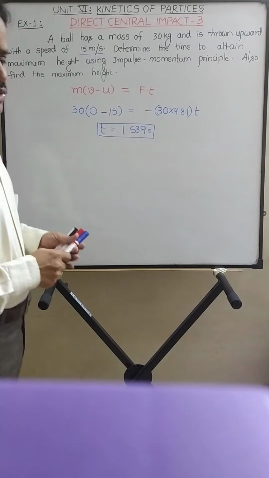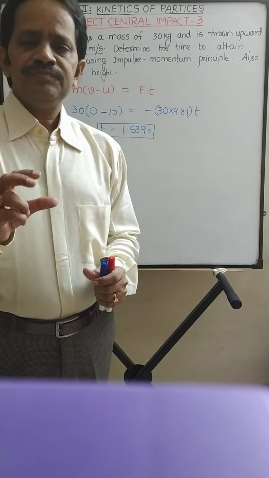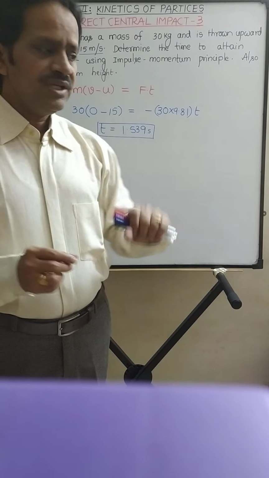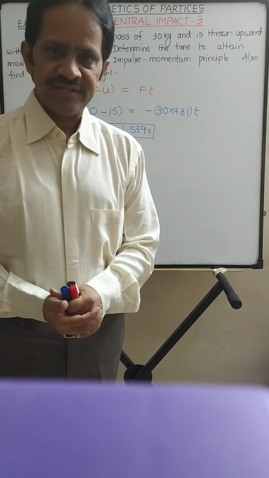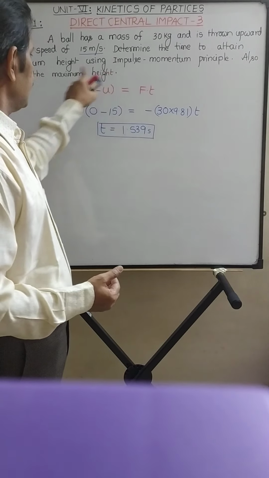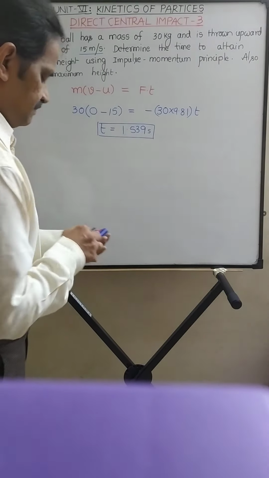Right? So if you use equation of motion, v is equal to u plus at, v as 0, u is 15, g is minus 9.81, the time t you are going to get 1.539 seconds. Right. Now to find out the maximum height, we use equation of motion.